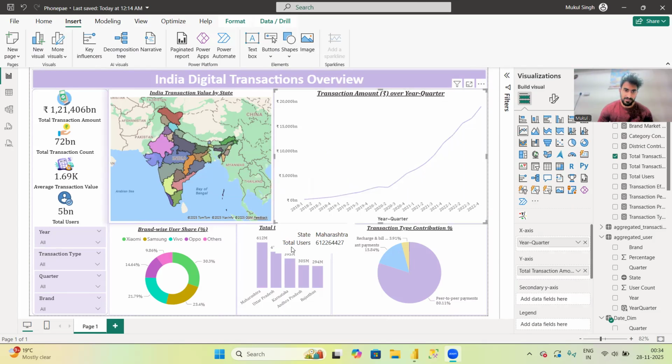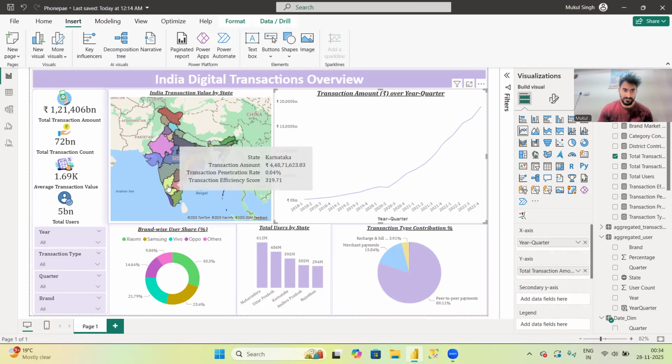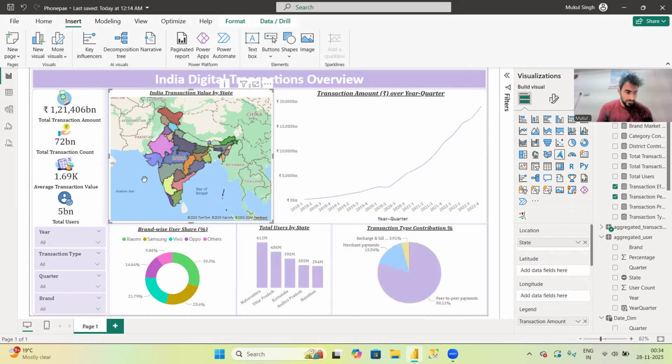Now we move to the state level performance. On the map, we can see sharp variation in transaction value across states. High activity is clustered around Maharashtra, Karnataka, Tamil Nadu, and Uttar Pradesh, reflecting a mix of large population and strong digital infrastructure. As you can see for Maharashtra, the whole graph is high. Uttar Pradesh is also second.